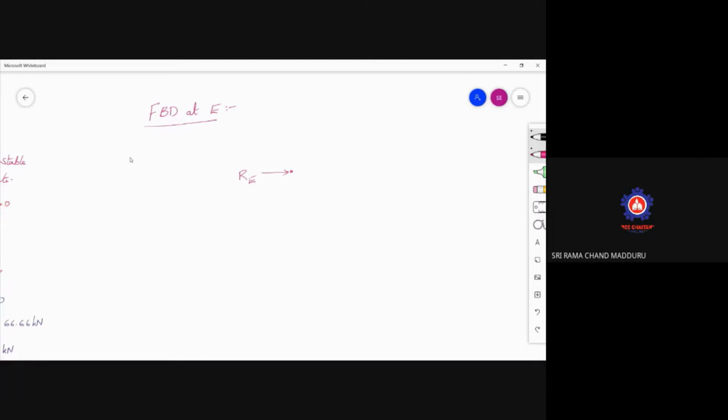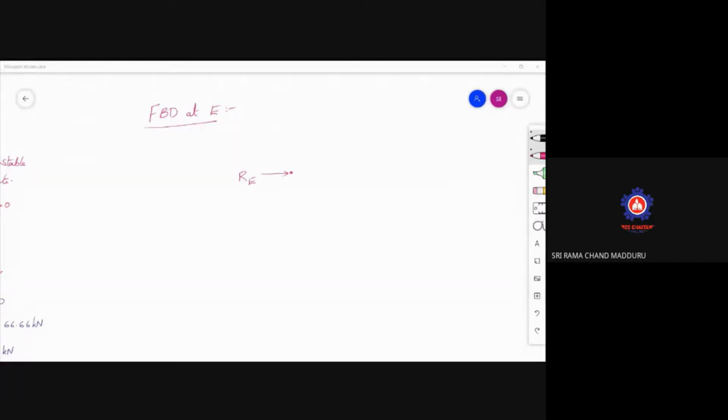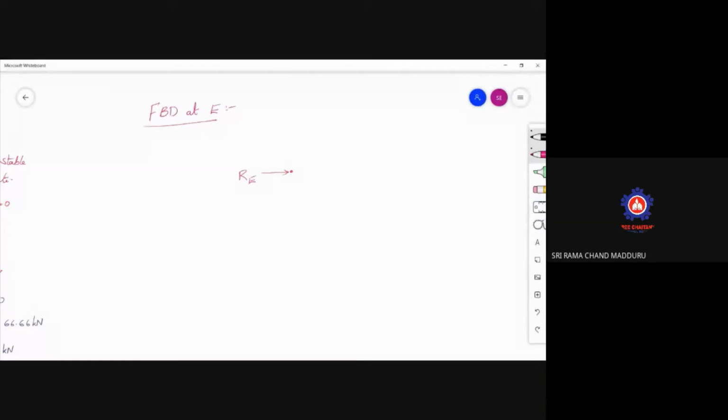So here the free body diagram at E is calculated. The free body diagram at E is nothing but the reaction force RE. Understand here, when I am drawing the free body diagram, we are assuming that all the forces inside the members are tension initially. That's why I am representing it as away from the body, force in AE, and this is force in DE. And what is the angle made by this one? This is theta, it's 36.86 degrees.